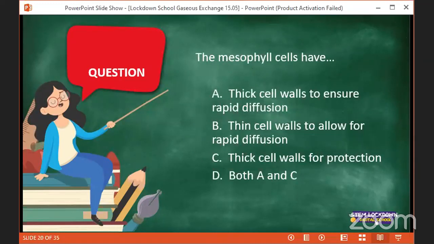Okay, another question. The mesophyll cells have A, thick cell walls to ensure rapid diffusion, B, thin cell walls to allow for rapid diffusion, C, cell walls for protection, or D, both A and C. The mesophyll cells. Send through your answers, guys. You have a minute.